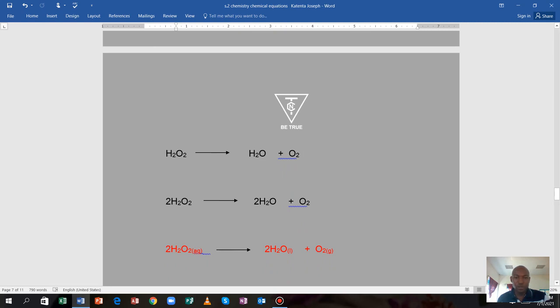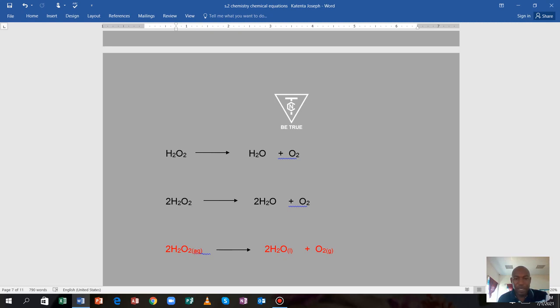To balance the equation, let's start with hydrogen. Atoms of hydrogen on the left are 2. Atoms of hydrogen on the right are 2. Hydrogen is balanced. We go to oxygen. The atoms of oxygen on the left are 2. The atoms of oxygen on the right are 1 here and 2. 1 plus 2, 3. So we have 3 atoms of oxygen on the right.